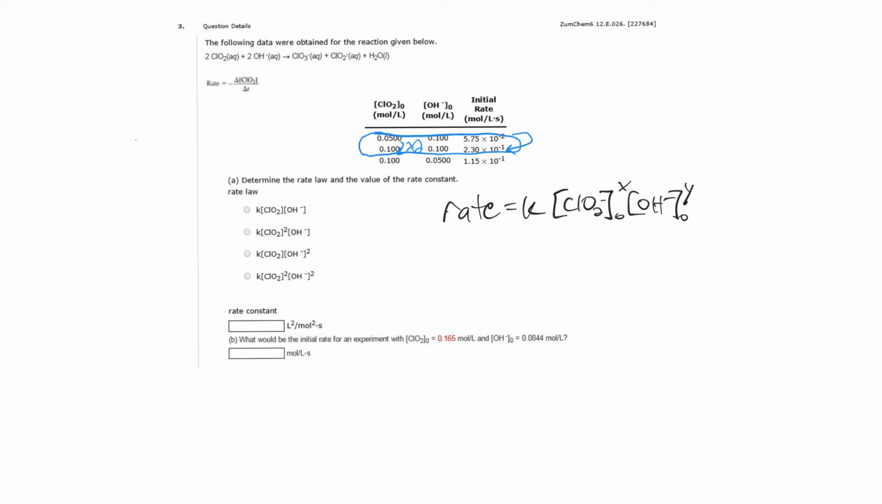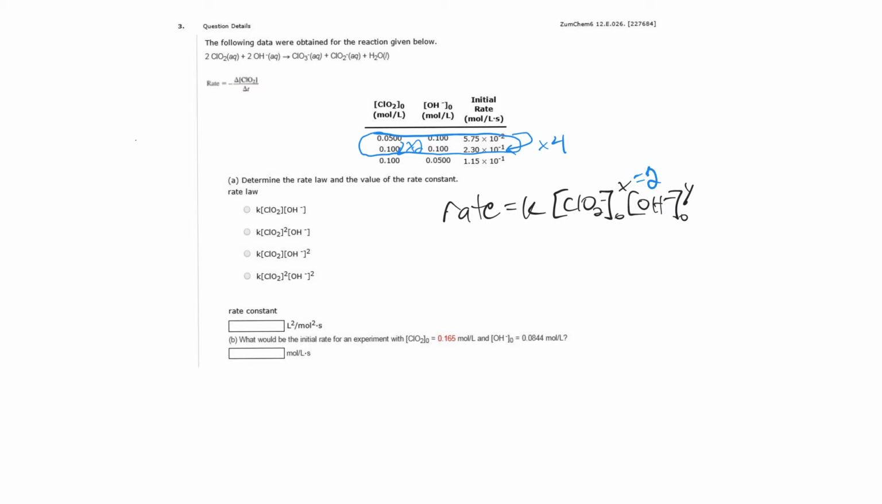The 5.75 is times 10 to the negative second, and the 2.3 is to the negative first. That's a times 4 difference. The only way that you get a times 4 difference when you double the concentration is when the value of the exponent is 2.